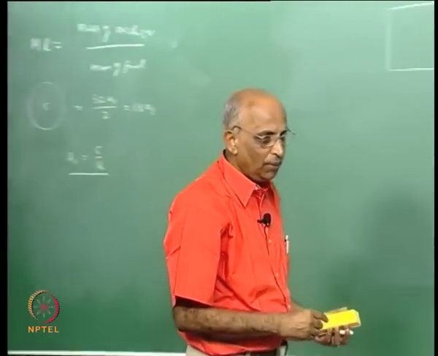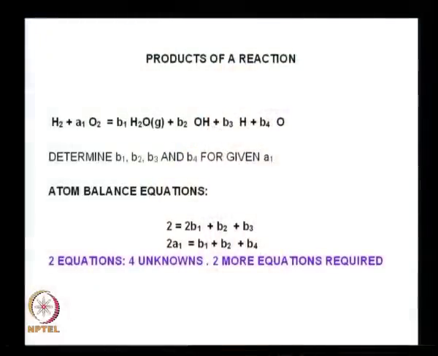Therefore, A1 is known, and what is it you have to find out? You have to find out in the products what are the moles of B1, B2, B3 and B4. Therefore, we would like to find out for a given value of A1. Immediately I say, hey, this problem is quite simple. I know I have H2, I have O2, therefore, I have the atom balance equations. I have 2 of hydrogen, 2 of H, and therefore, I have 2 B1 plus B2 here plus B3.